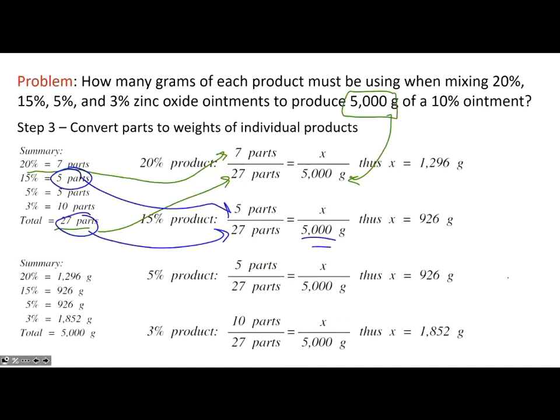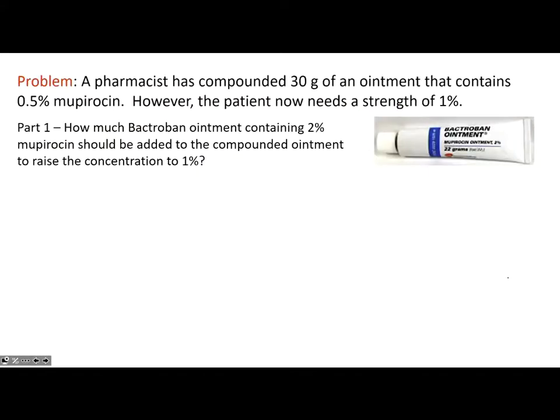The last step is simply just to summarize that. Based off of our weights, you can see we need 1,296 grams of 20%, plus 926 grams of the 15%, plus 926 grams of the 5%, plus the 1,852. You add all those values up, what's the total going to be? 5,000 grams. And by the time you add all that up and look at the concentrations, the final concentration would be 10%. Okay? Any questions on that?